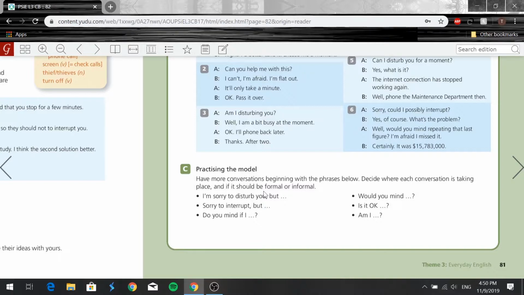So again, take a closer look at these conversations, or start conversations with the phrases below, and you, as a student, decide where each conversation is taking place, whether that's a university, a hospital, a company, that's up to you, and decide, after what we just said, if it should be formal or informal. Okay? Now let's move on to the next page.